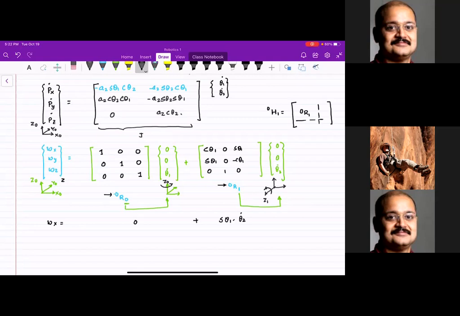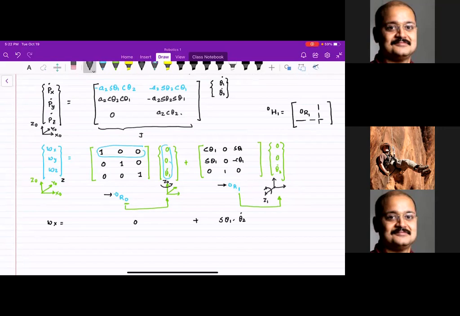First row. Huh? Yeah, but theta 1 dot gets multiplied with 0. I'm looking for omega x. So, okay. First row, first column: 1 times 0, 0 times 0, 0 times theta 1 dot. I got 0.